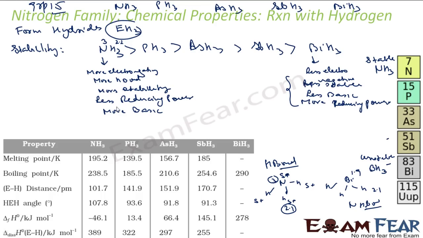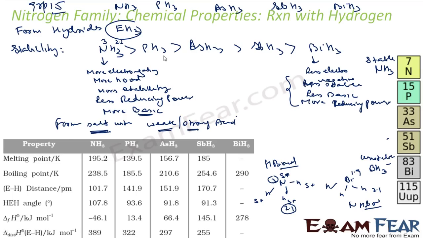As I told, ammonia is strongly basic. It forms salt with weak as well as strong acid, because it is more basic, right? It will form salt with weak as well as strong acid, because a base forms salt with acid, right? So it will form salt. Since it is more basic, it will form salt also with weak or strong acid.